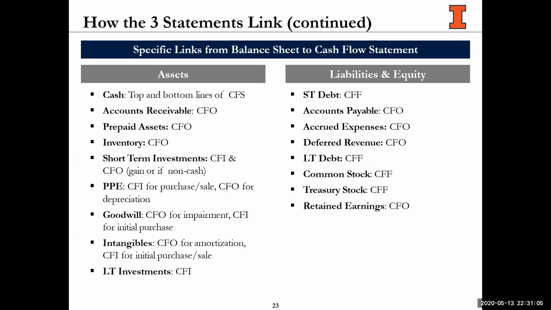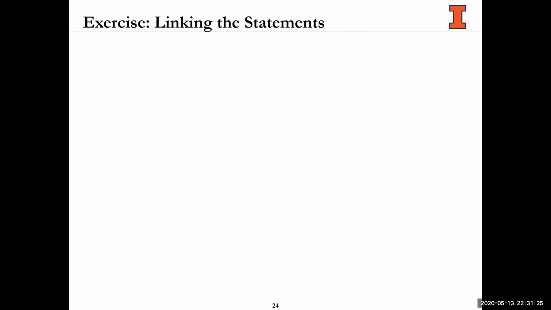Similarly, if you go through liabilities, your debt is a financing activity. Your accounts payable, accrued expenses, and deferred revenues are all operating liabilities, so this would be cash flow from operating. Your long-term debt, common stock, and treasury stock are all financing activities, and your retained earnings is your cash flow from operating, because this is a residual amount of how much you earned over the year.